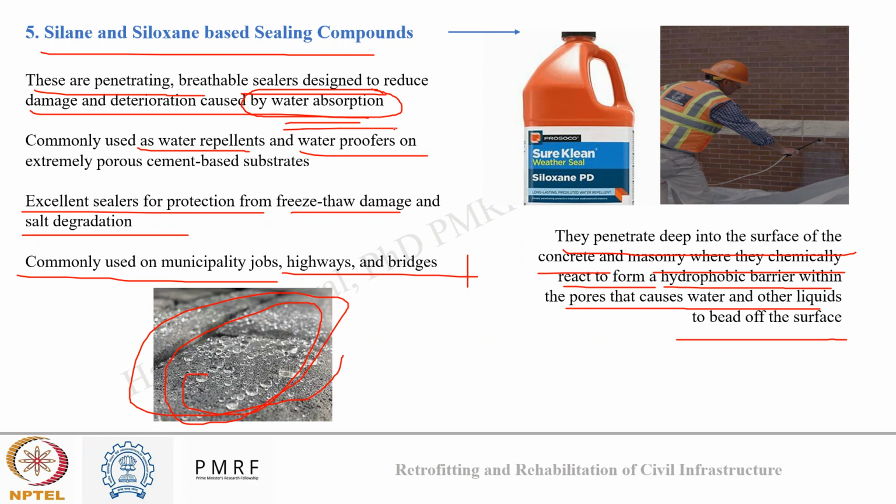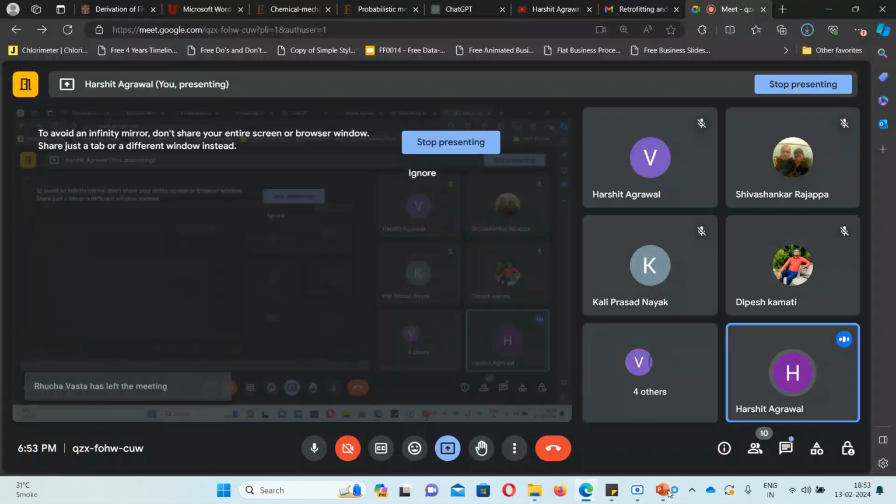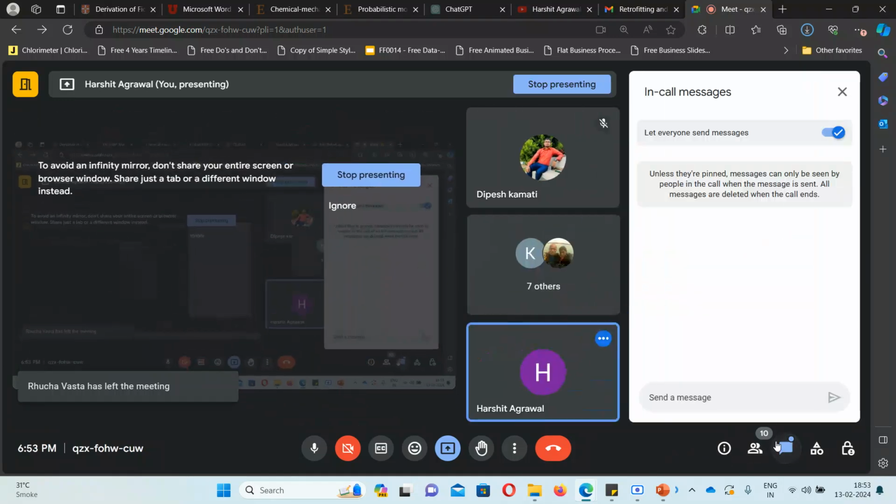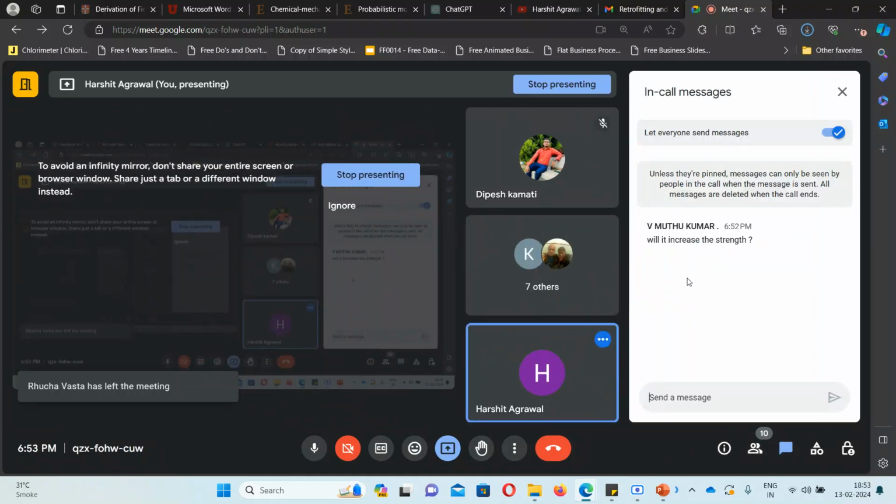Okay, any doubt? I hope everyone is clear with the surface preparation discussion and different types of repair material. Just wait, I am hearing some beep. I guess it is clear.